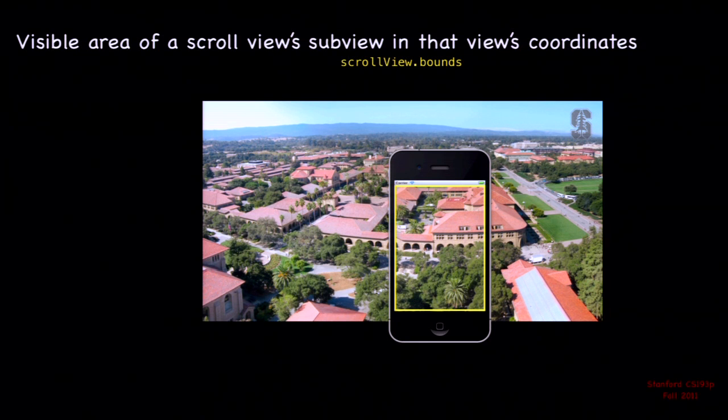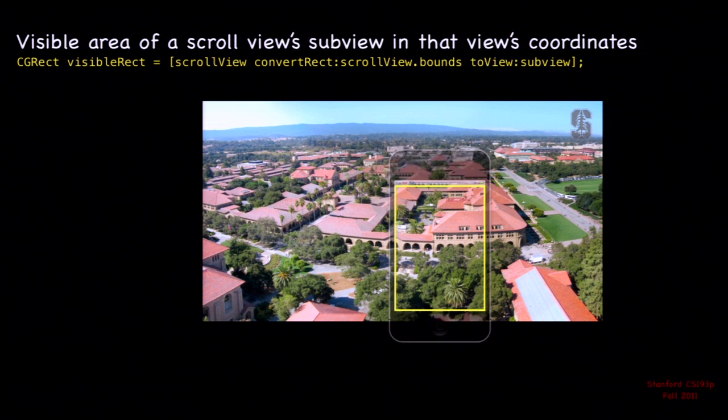But you might want to convert that, for example, to the Stanford campus image view's bounds, or coordinate system, because they're different coordinate systems, right? The scroll view's bounds is its own coordinate system, and then the Stanford campus is in the content area. So you can do that using this standard view method called convertRect:toView:, and what that'll do is give you the same rect, the scroll view bounds, but in the content area's coordinate system.